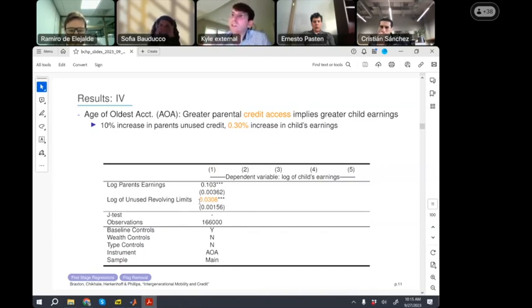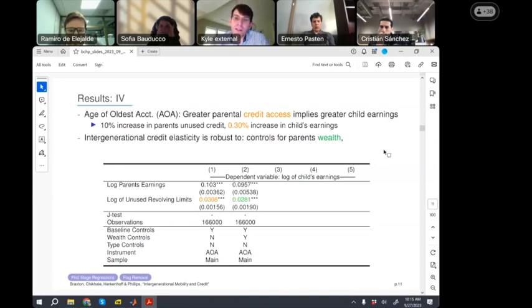What we find is that when we instrument the credit variable, a 10% increase in unused revolving credit limits is associated with a 0.3% increase in the child's earnings. Now, I brought up a couple of reasons why this might be endogenous. One is that simply wealthier parents, or parents from wealthier dynasties, have kids who take out their credit cards earlier or later.